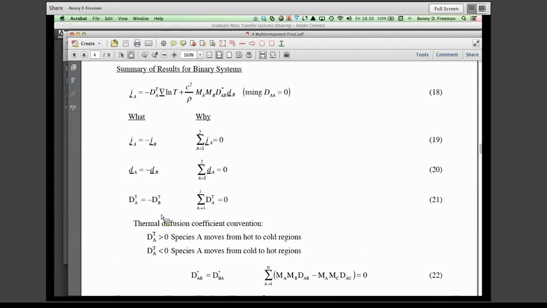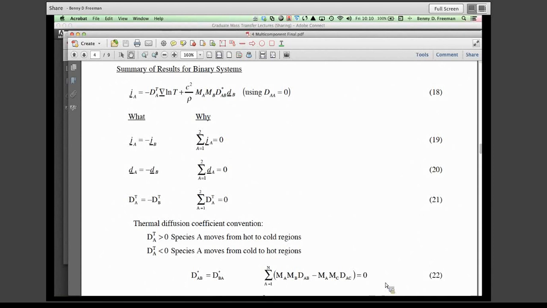In general, diffusion coefficients are positive for mass transfer. One of the only wide exceptions to that rule is in the case of thermal diffusion, where you always have at least one of the thermal diffusion coefficients in a multi-component mixture that has to be negative in order to allow the species to respond differently, to move from hot to cold regions versus from cold to hot regions. We'll see examples of this a little bit later.